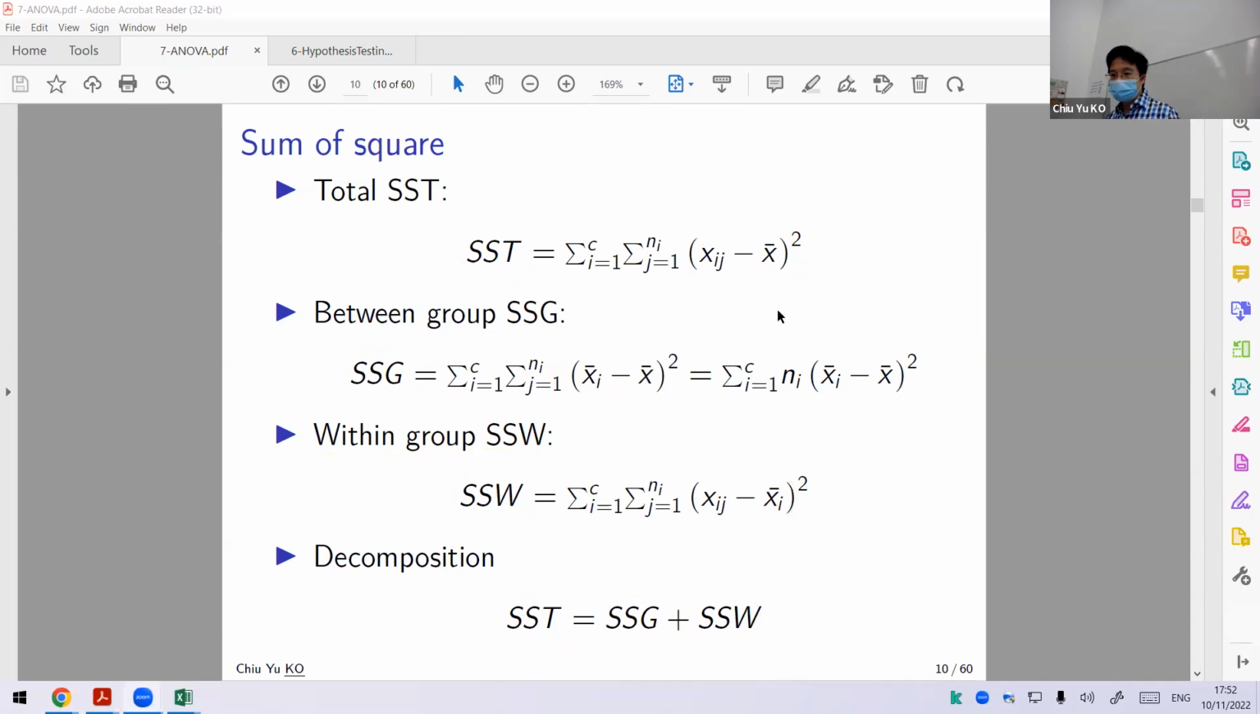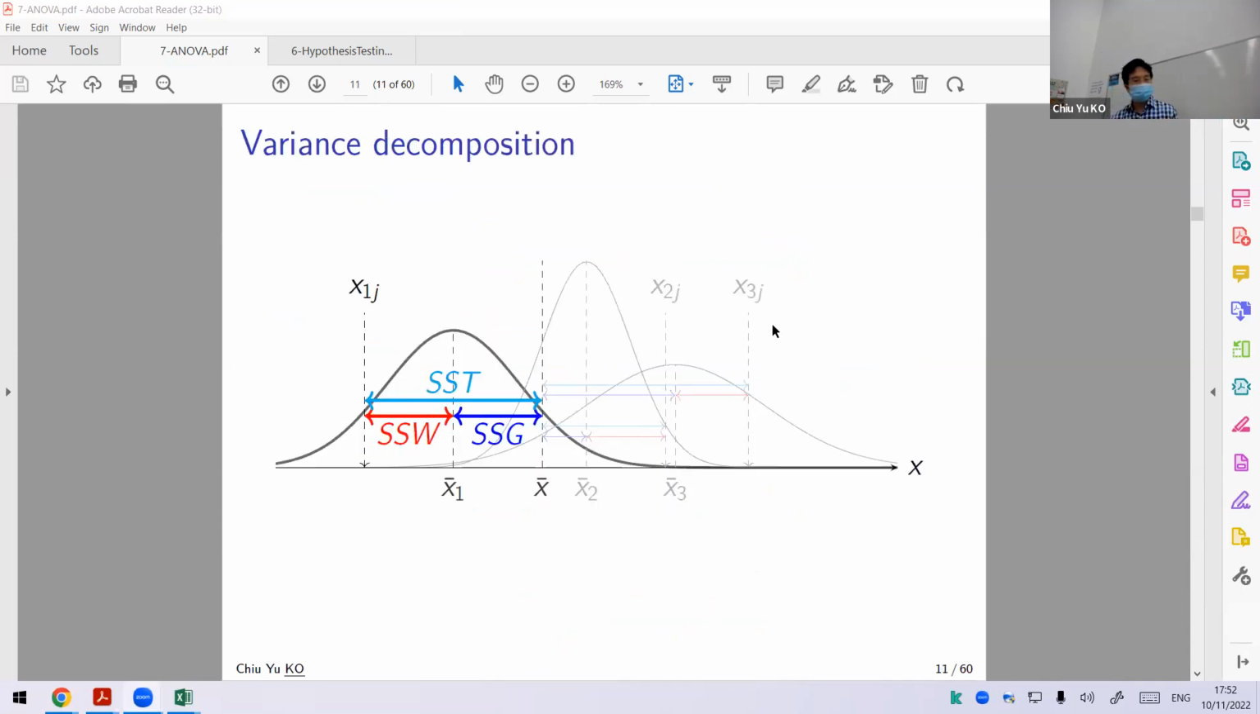So let's see the graph. I think this diagram will be good to explain what happened. What we have is this data. This is X1, which can be distributed this way, a bell like this. And X2 is like here, and X3 is like here, okay.